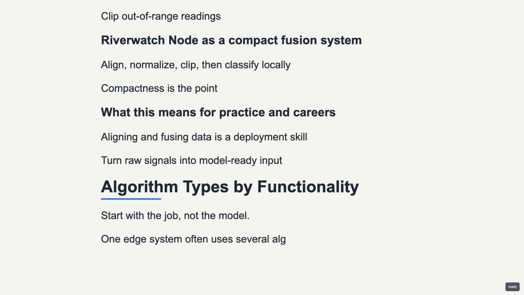A stream monitor usually has more than one task at once. It may clean signals, watch for unusual behavior, decide whether something matters, and prepare data for upstream systems, so multiple algorithm families work together in one pipeline.